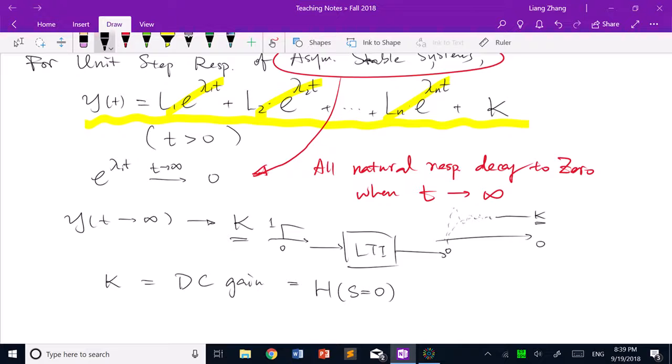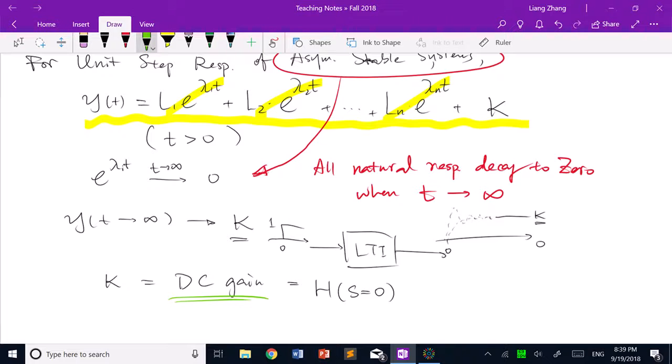And that will be the DC gain. So if you enter a DC signal into your system, after a sufficient period of time, you will also see just a DC signal at the output in the steady state, and the amplitude is k times the amplitude of our input. That's what we call a DC gain.